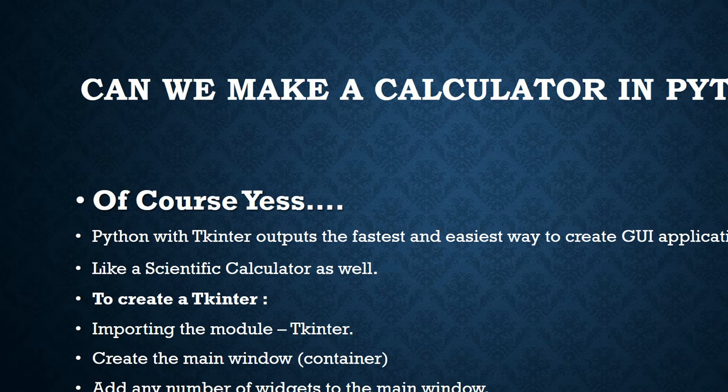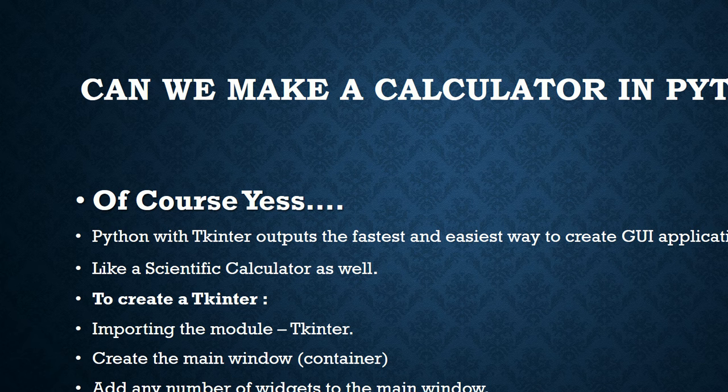And can we make a calculator in Python? The answer is, of course, yes. Python with tkinter is the fastest and easiest way to create GUI applications. Python, as we know, is a high-level language, and by using GUI applications and different libraries, we can make different applications like a scientific calculator as well.